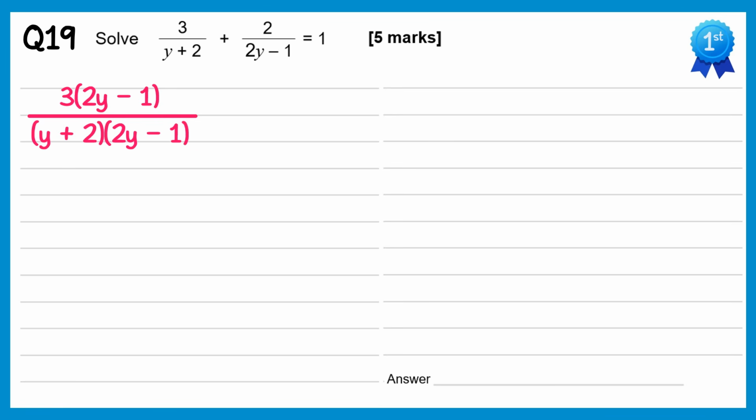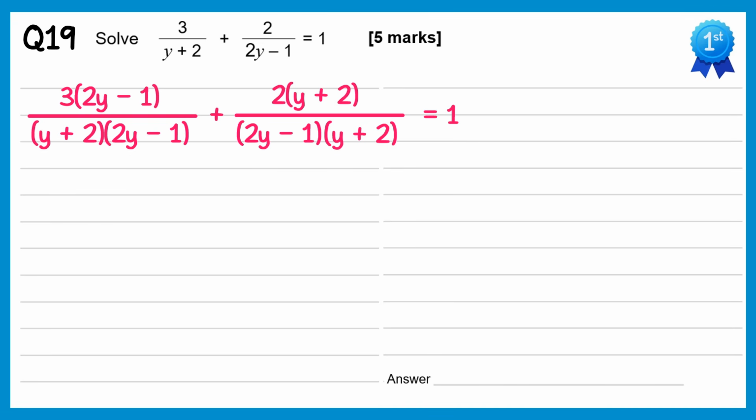Then for the second fraction, we're going to multiply by y plus 2 on the top and bottom. So we've already got a 2 there, so it's 2 lots of y plus 2, and on the bottom we've already got a 2y minus 1, and we also need a y plus 2. And on the right hand side, this equals 1.